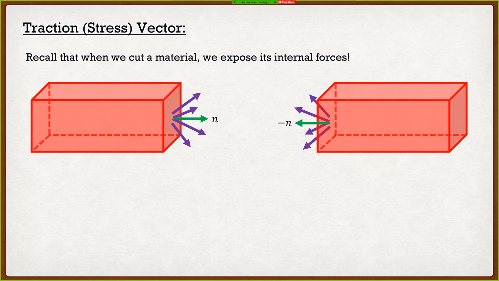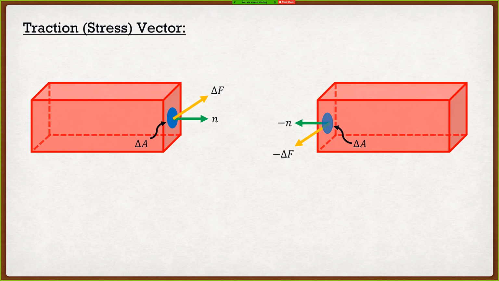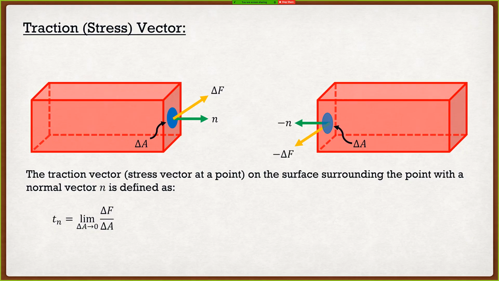So what we're going to do is define an area delta A, and take all of those forces in that area delta A and sum them up into one nice force delta F. That delta F is a vector, and delta A is simply an area. So we're going to define a traction vector, or the stress vector, at a point on a surface surrounding the point, with a normal vector n, as the limit as delta F divided by delta A goes to 0.